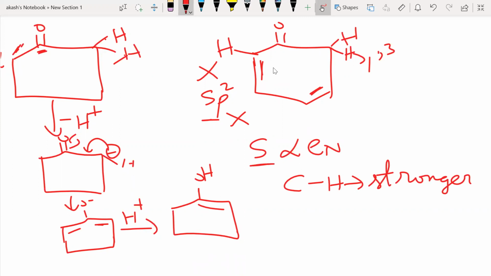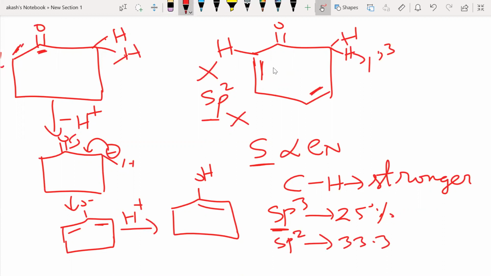What do you mean by amount of S character? Say in sp3 hybridization, the amount of S character is 25%. You have a total of 4 orbitals, and one of them is S, so 1 by 4 is 25%. And if it is sp2 hybridized, can I say it's 33.33%? Because you have a total of 3 orbitals and one of them is S, right? And obviously in the case of sp hybridization, it is going to be 50% S character. Again, there are 2 orbitals, one of them is S, so 50%, right?